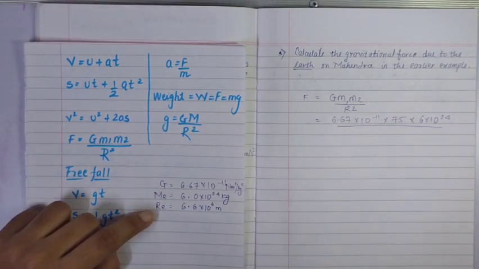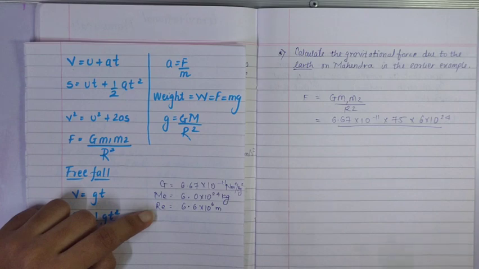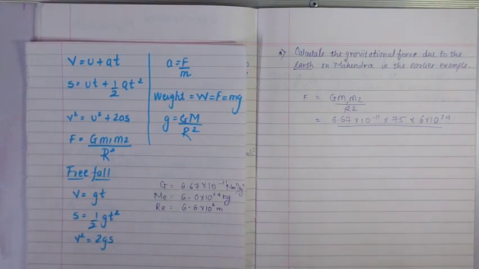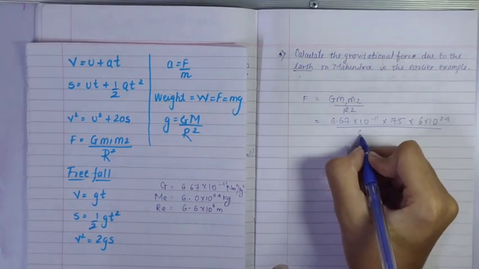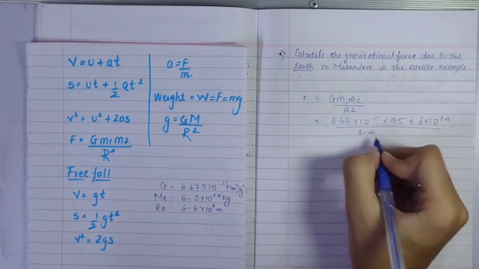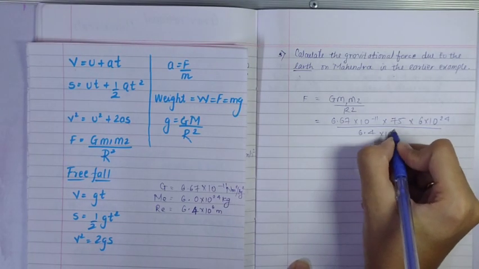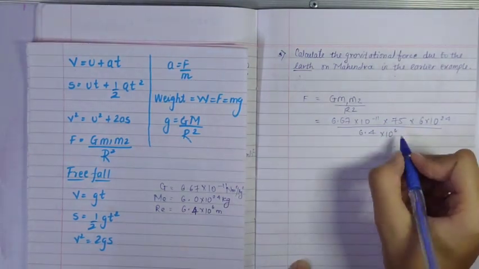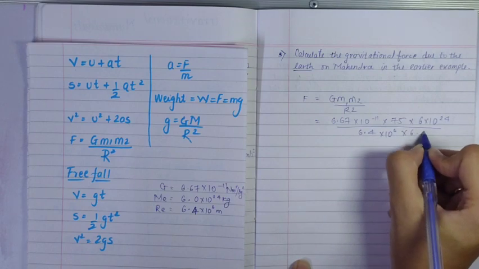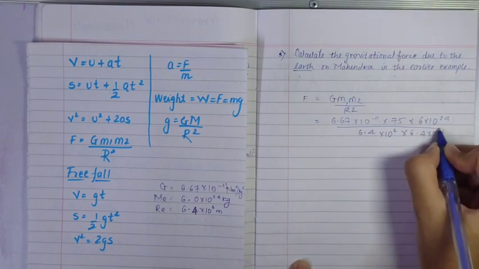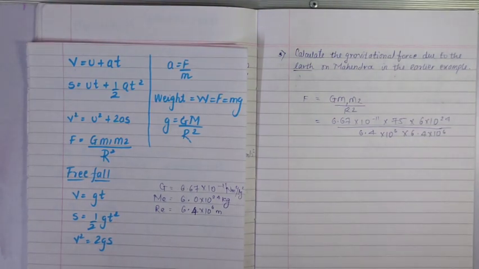square. R is the distance between the two objects. What are your two objects here? Your Earth and your Mahendra. So the distance between them is what? The radius of the Earth. So let's put that 6.4, sorry, it was 6.4 here, right? 6.4 into 10 raised to 6, that is square. So again I write down here 6.4 into 10 raised to 6. Fine. So this is your answer.